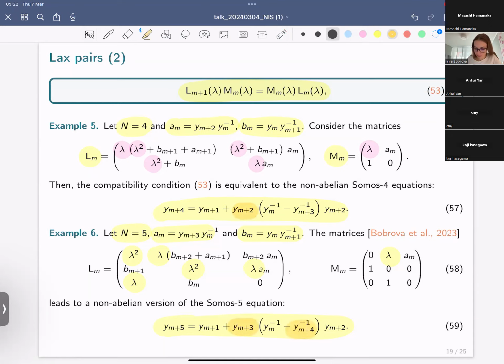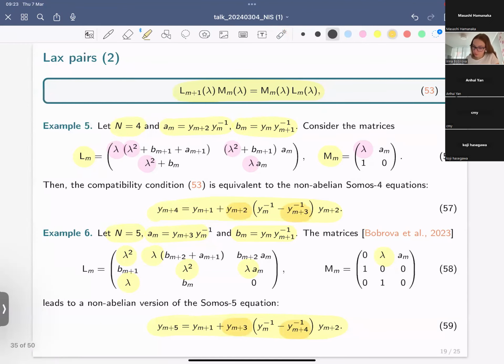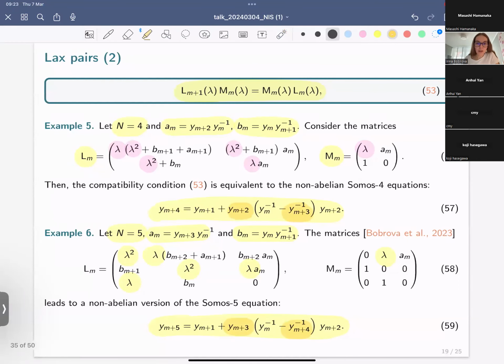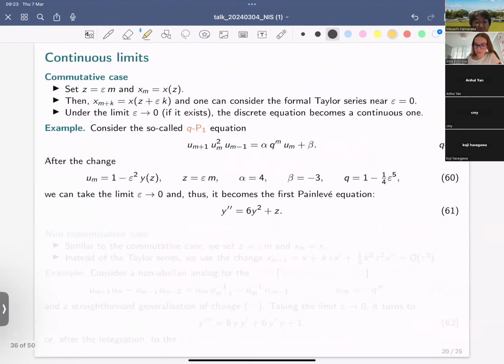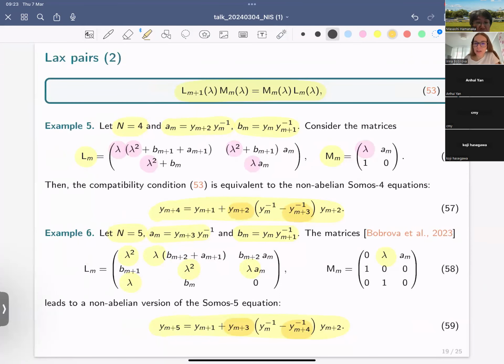So, if there are no questions, I want to move to continuous limits. Okay, so I have one question. How to find the first integral? Is there a systematic way to construct it?